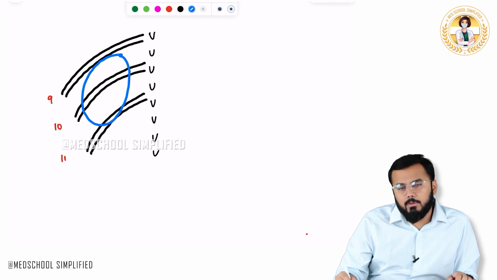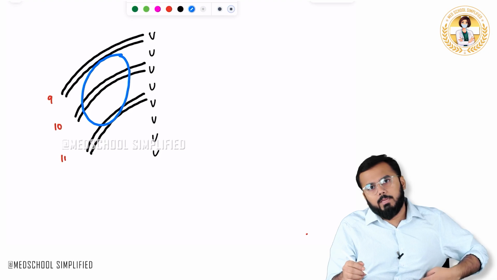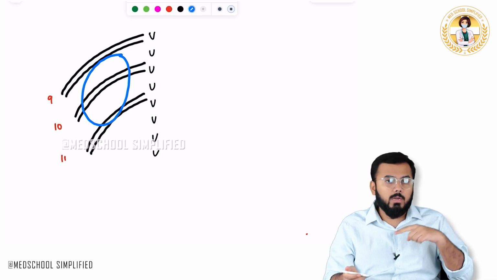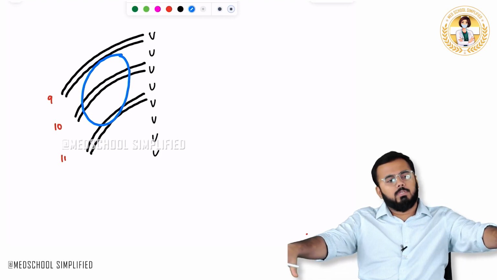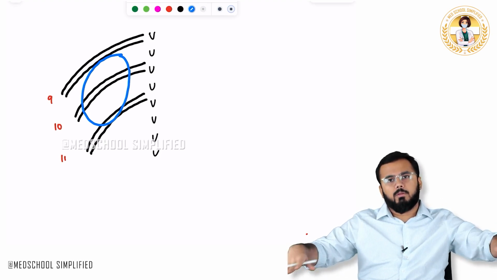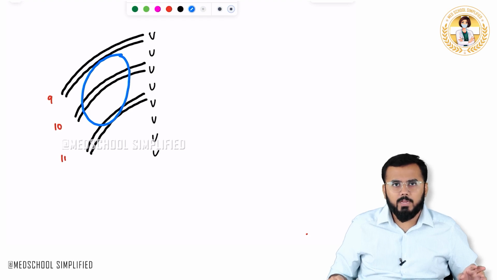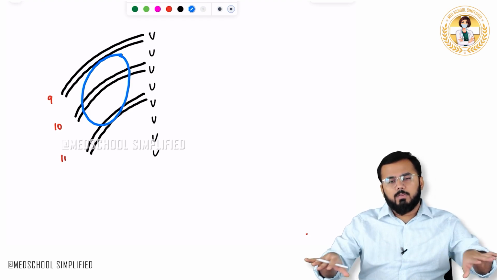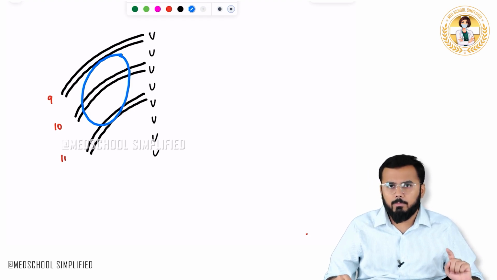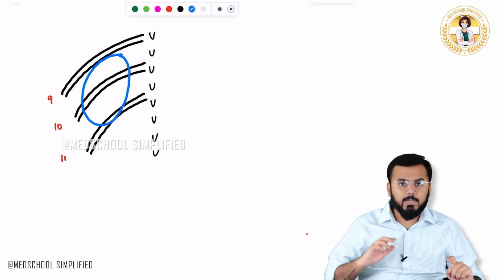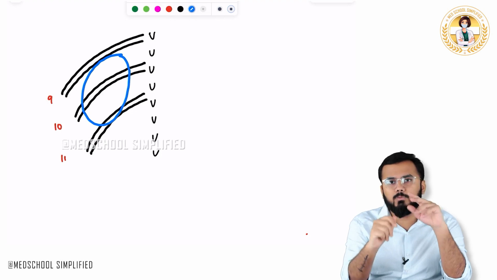Normally the spleen is not palpable. If you want to palpate, you cannot palpate your spleen, but you can palpate your liver. You make the patient lie in a supine position, supine in the sense face up. In the supine position you will be able to palpate the liver, but if you try to palpate the spleen, it is impossible.